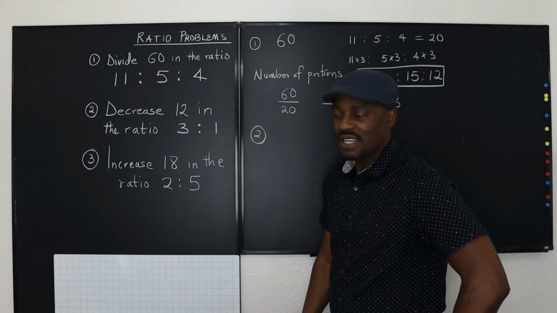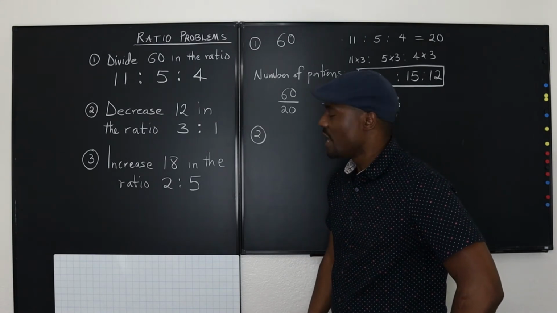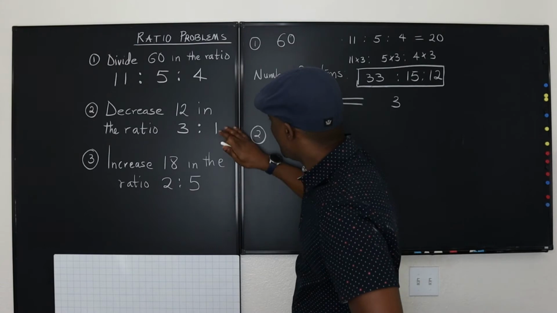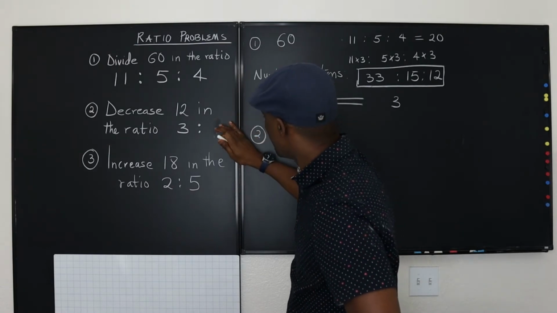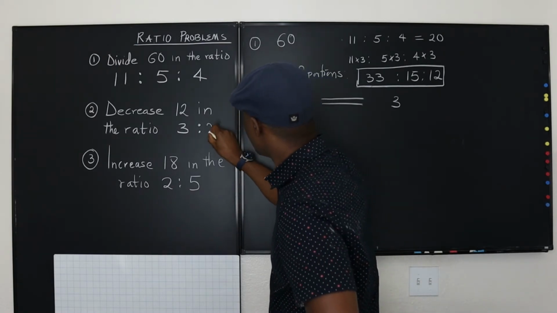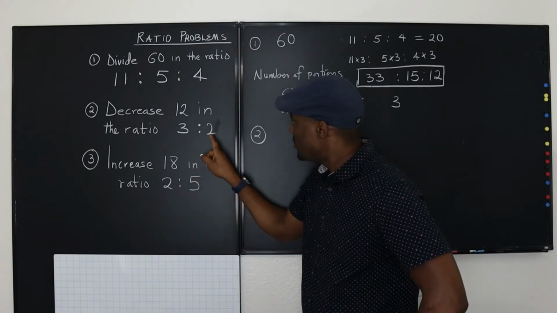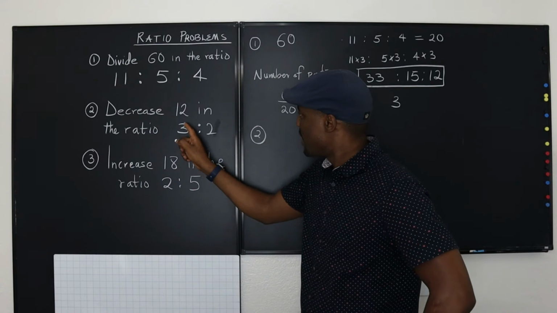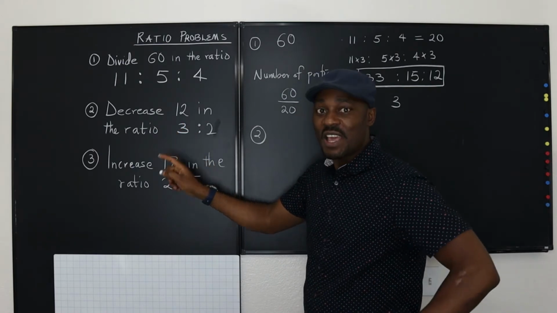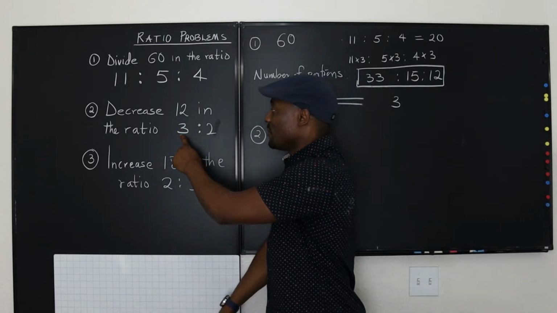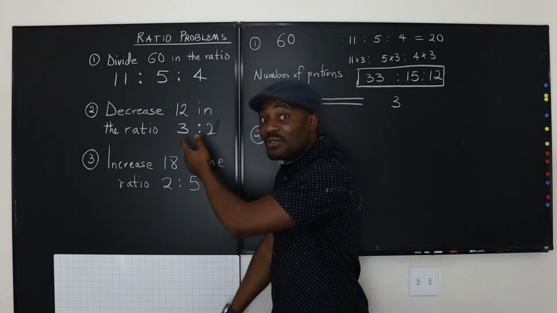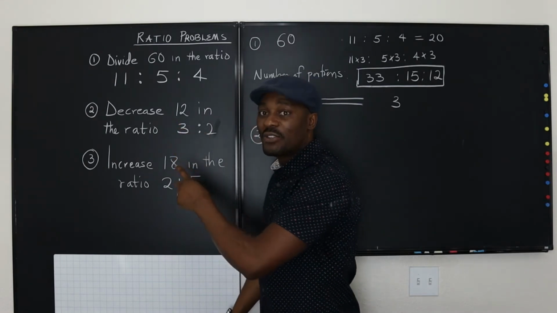Okay, decrease 12 in the ratio 3 to 1. You know, I want to change it to 3 to 2. Because some people might be thinking you should add 3 to 2 and use it to divide. You see, if I'd left it at 3 to 1, some of you would add 3 to 1 and then use it to divide 12.